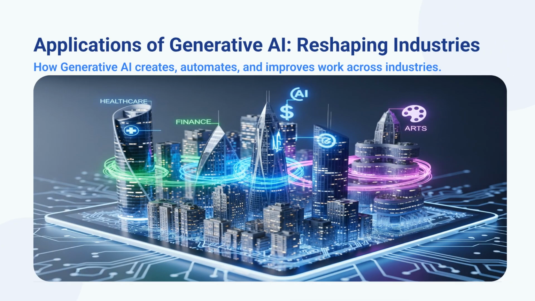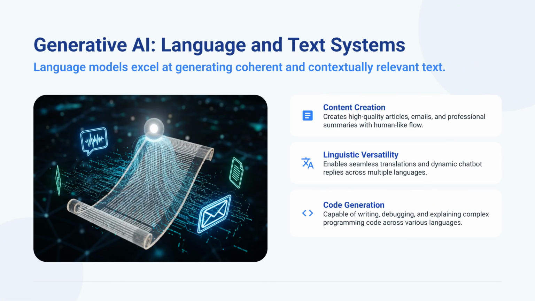Generative AI is reshaping industries by automating and improving work across sectors. Its applications span creative content, complex modeling, and personalized experiences across multiple fields. In language and text systems, generative AI excels at content creation, generating high-quality articles and summaries. It offers linguistic versatility for translations and chatbot replies, and is capable of generating and debugging programming code.